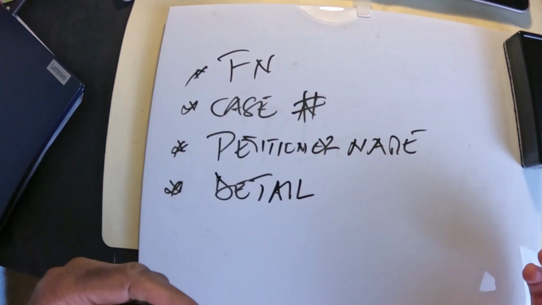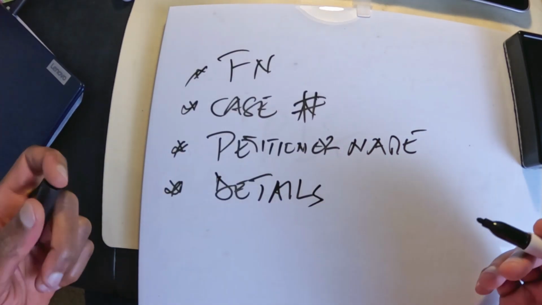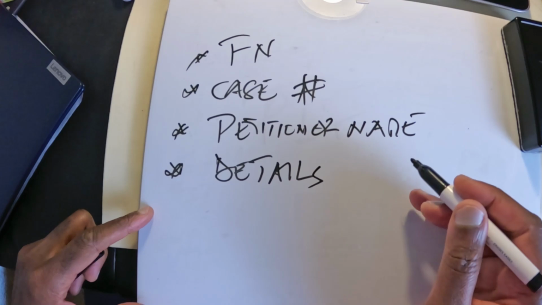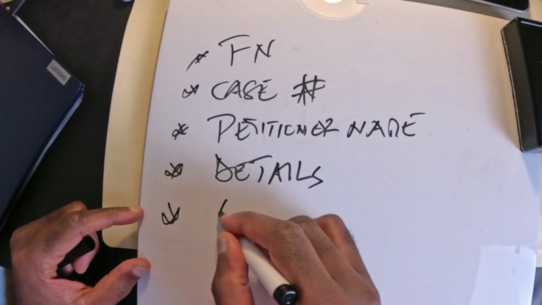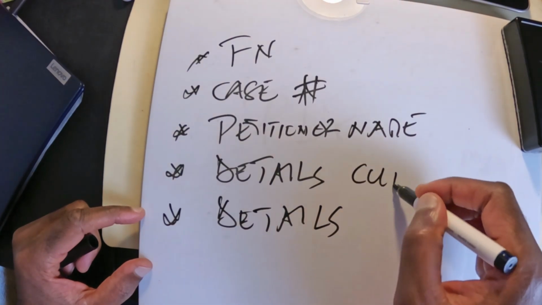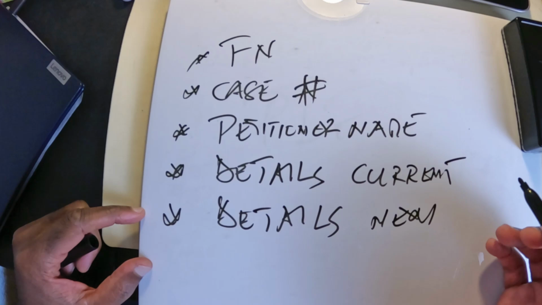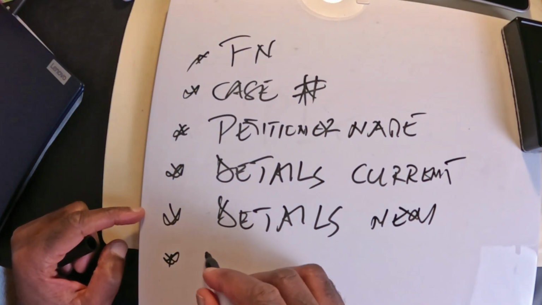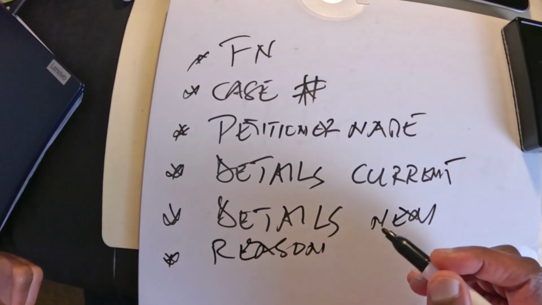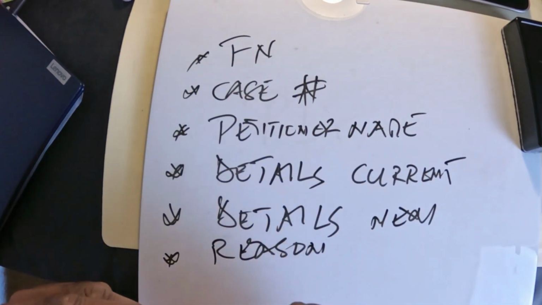If your immigrant visa case is at a U.S. consulate, you have to provide details, basically the location of that U.S. consulate. Another thing you're going to provide is detail about the new consulate. So this is the current consulate, and then the new one where you plan to transfer your case. And then another thing is the reason why you want to transfer the case. Those are the pieces of information you're going to put in the letter.